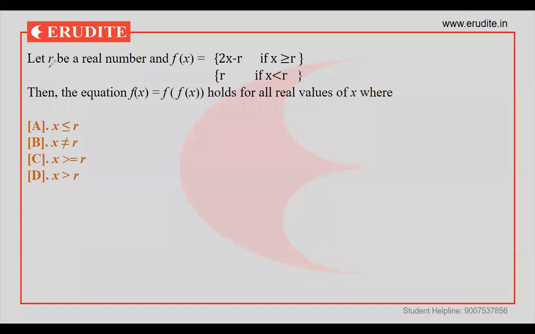What they're saying: let r be the real number so that f(x) is equal to 2x minus r if x is greater than or equal to r, and f(x) is r when x is less than r. Then the equation f(x) is equal to f(f(x)) holds for all real values of x, where the given options are here. So let's say, guys, I am trying with x less than r. If x is less than r, then my f(x) will be how much? r itself. Then f(f(x)) will be how much? f(f(x)) is r.